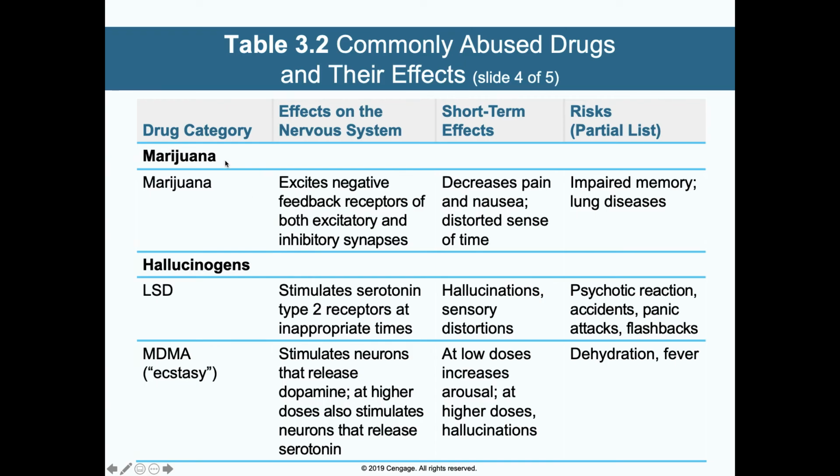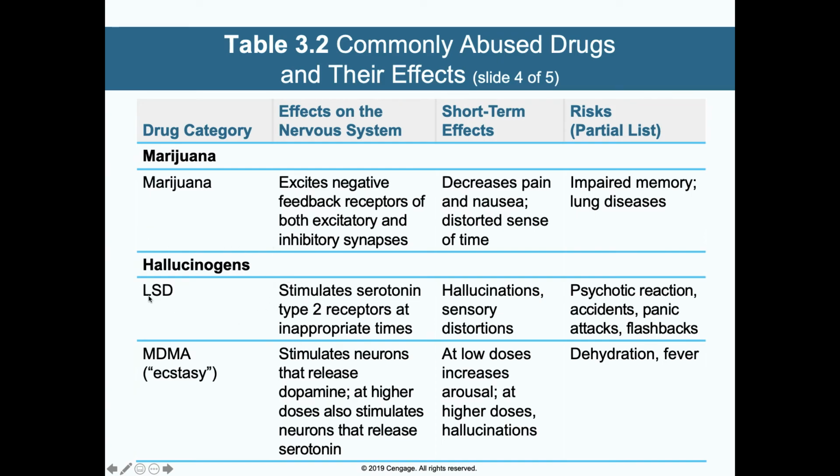Marijuana is its own category, with marijuana itself as the example of a drug underneath that category. This one has kind of an excitation response through the receptors and the synapses. As a result, some of the short-term effects are to decrease pain and to decrease nausea, and it also gives a distorted sense of time, which isn't necessarily a positive effect, whereas the first one is decreasing pain and nausea. Risks, obviously, negative things, impairing memory and lung diseases, okay?